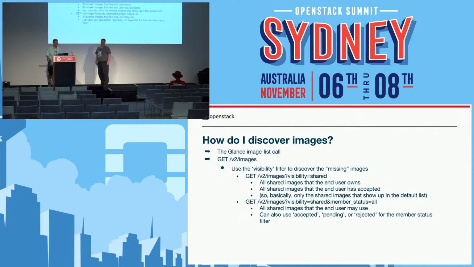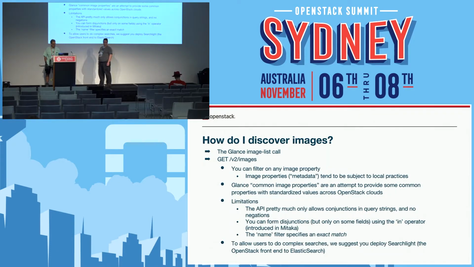All right, and then to look at the shared images, just visibility equals shared. That'll show you the ones that you own and that you've accepted. And then you can also attach an additional filter to see all the images that have been shared. Or you can just look at the pending ones, or you can look at the ones that have been rejected. It's pretty much up to you what you'd want.